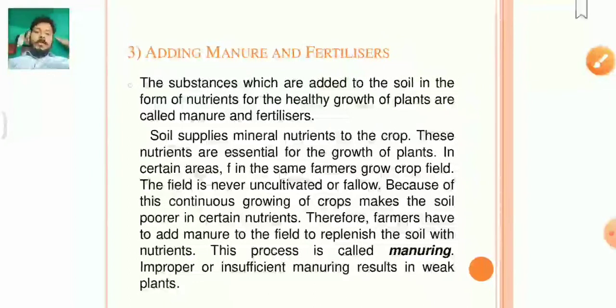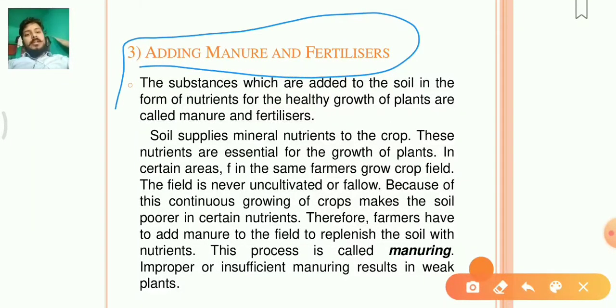Now the third method of cultivation, and that is agriculture. The third agriculture practice is adding manure and fertilizers.